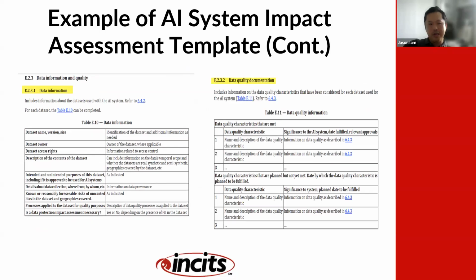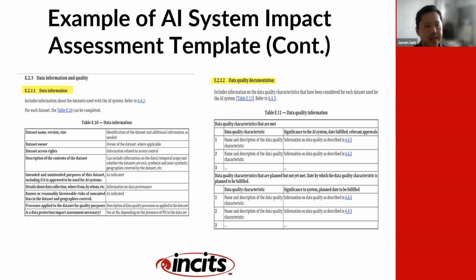Now within this template, it's starting to go into more detail once we've established the context of going through this impact assessment, the overview of the system and the future capabilities. Now the template is showing how we can include some of the information, such as data that is being utilized by that system, as well as quality procedures.